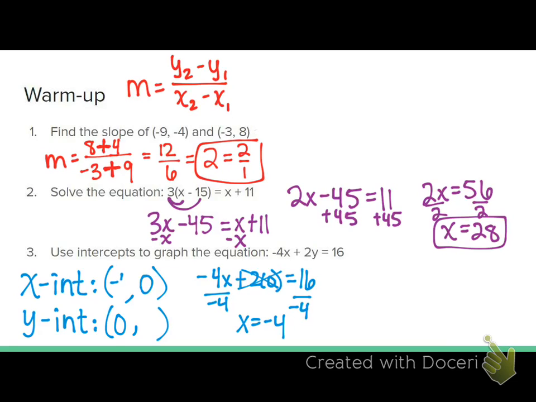Very good. To find the y-intercept, we're plugging 0 in for x. Yes, when we plug that in, that first term really just goes away. Divided by 2. What would y equal? 8. Good. Okay, so we have our 2 points. All you have to do to graph it then is graph those 2 points.